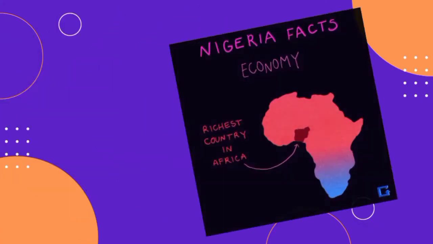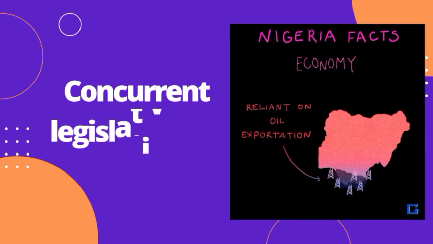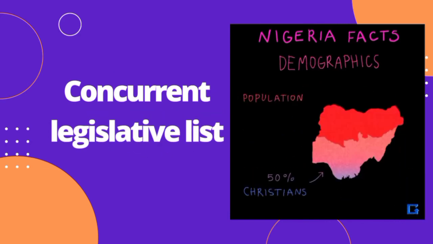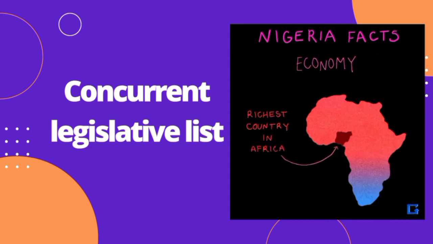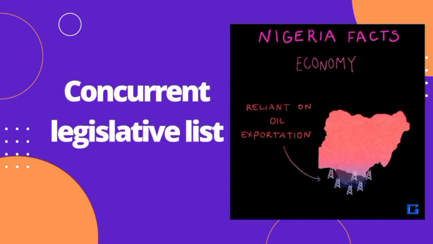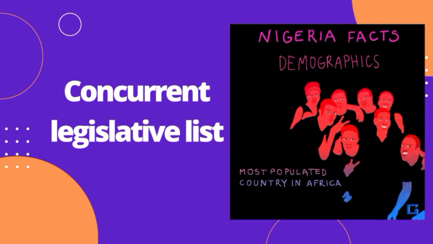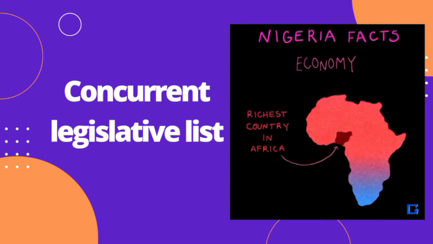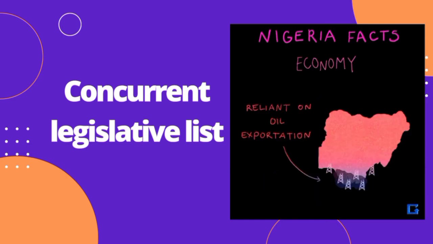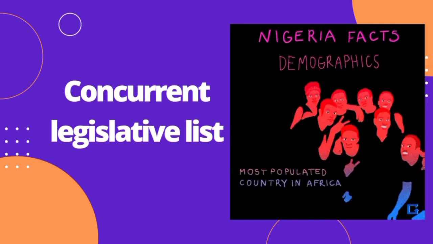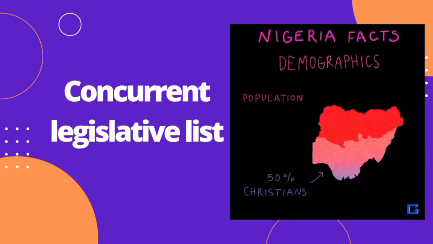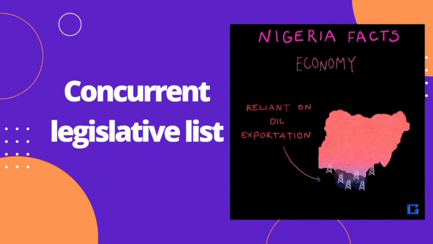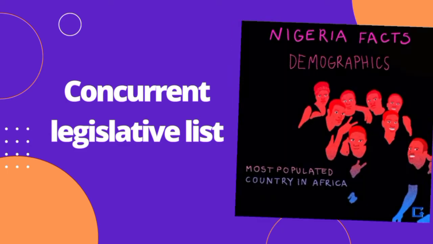let's look at concurrent legislative lists. Items listed on the concurrent list, both the central and regional legislature were to legislate on them. So regional legislature could legislate on concurrent as well as the central. However, if there was a conflict in the performance of such functions, the central legislature would prevail.